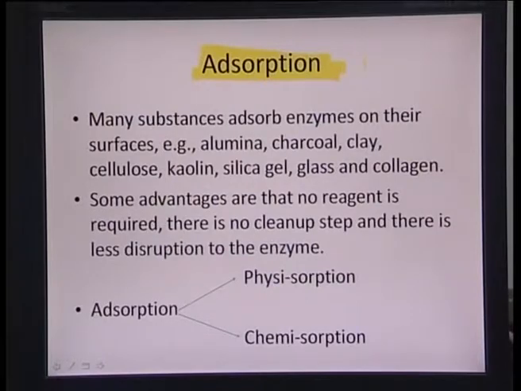Or due to van der Waals forces, there may be a tendency of a particular chemical to adsorb onto the surface. It is the weak interactions between the moiety and the surface. So many substances adsorb enzymes particularly on their surfaces. Some examples could be alumina, charcoal, clay, cellulose, kaolin, silica gels, glass, collagen, etc. If you look at the microstructure of these surfaces, they are all very highly porous in nature, and essentially more surface area is involved. So if the area is more, there is a tendency for the adsorption of a particular moiety to be more. Adsorption is dependent on the number of binding sites that a surface has to offer. If you have more surface area, more binding sites, you have more adsorption.